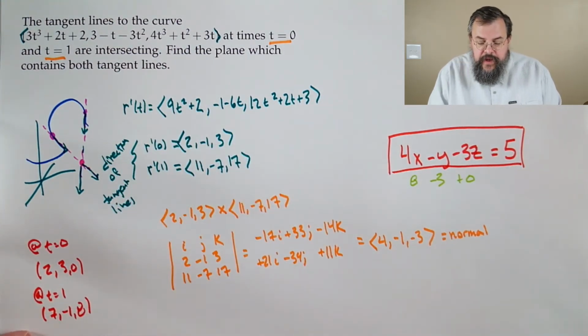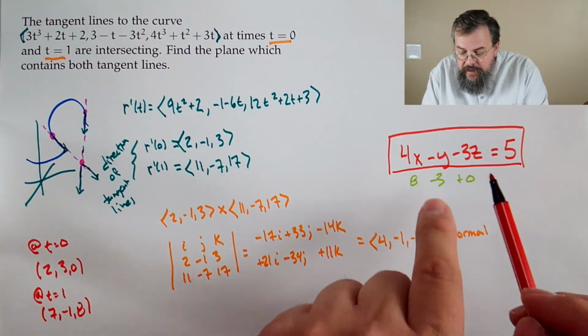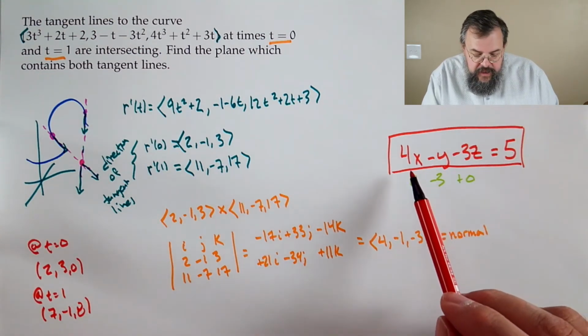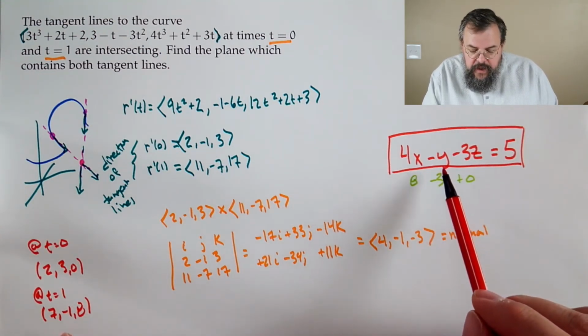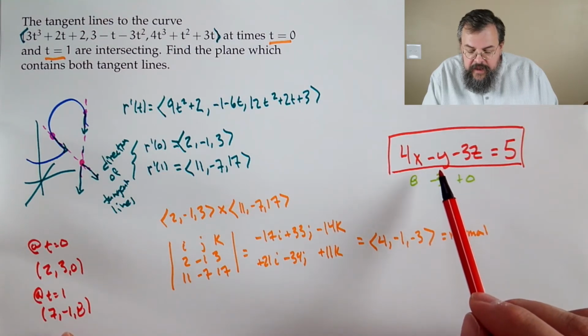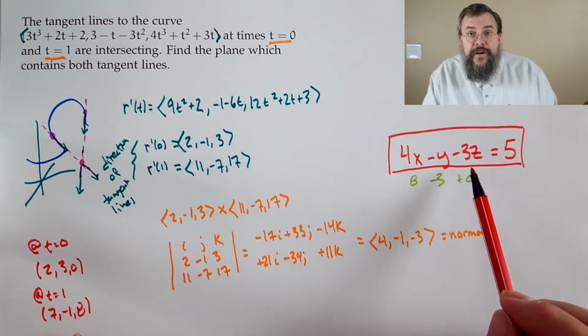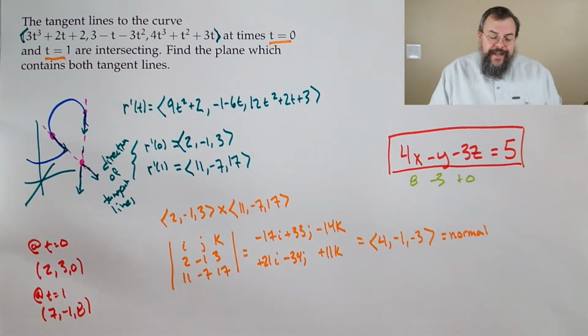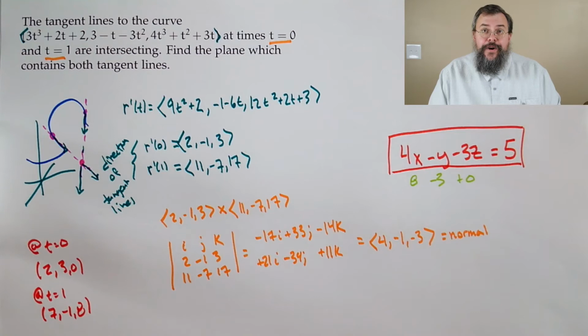So, if we've done everything right, it should be the case that when we plug this point into that plane, it works out. So, let's check. 28 plus 1 makes 29. Minus 24 does give us 5. It worked out. Woohoo!